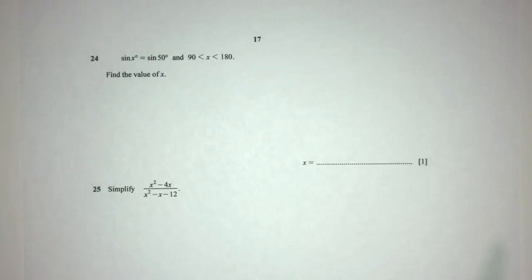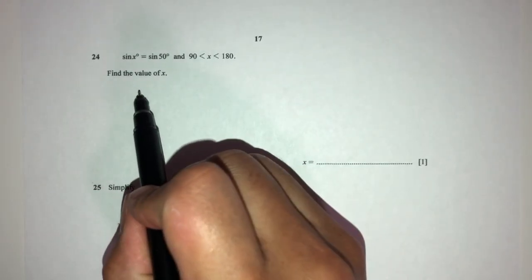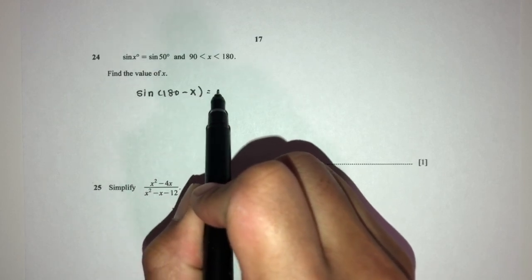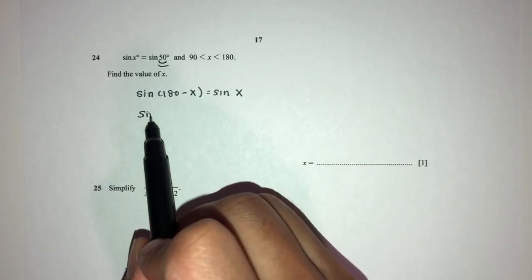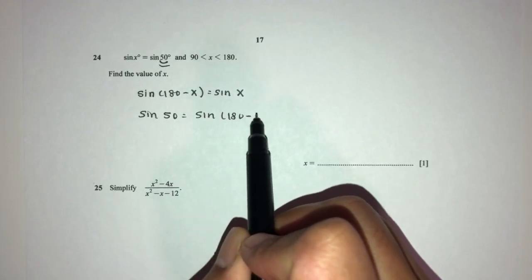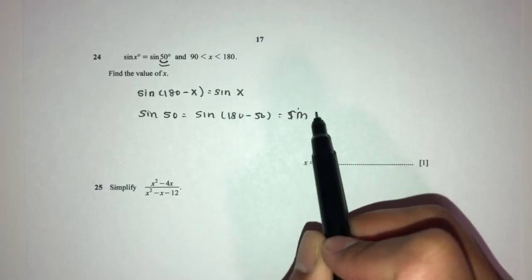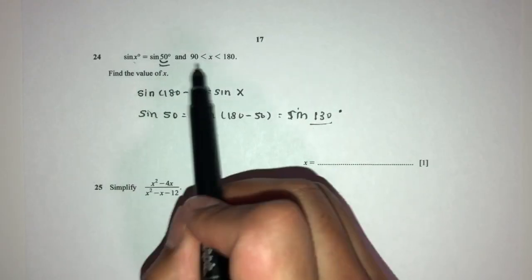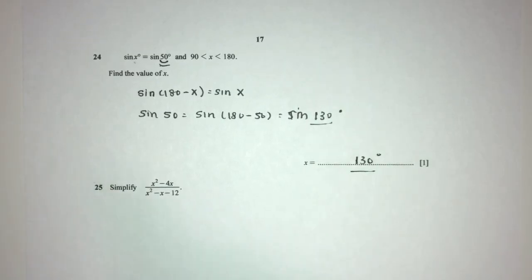Now let's move on to question number 24. Here we have this, so pretty easy. Again, we just have to know that sine of 180 minus x is also equal to sine of x. For example, here we have 50. So sine of 50 is also equal to sine of 180 minus 50, which is sine of 130. So sine of 50 is equal to sine of 130. This is something we can use to solve this question.